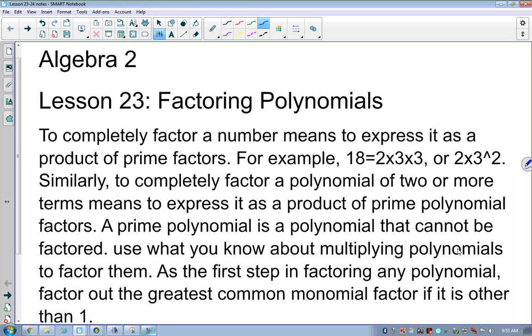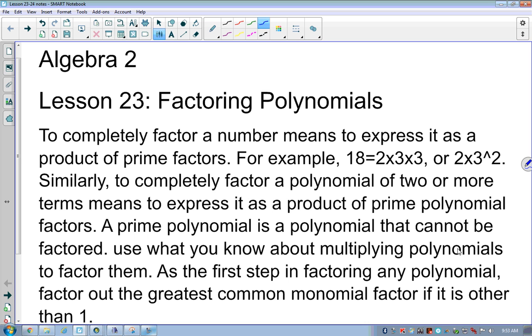Lesson 23. We're also going to be doing lesson 24 as well. But we're going to start off with factoring polynomials. It means breaking it down to its prime parts. To completely factor a number means to express it as a product of prime factors. So the very most basic things that go into it. You know, so if you were breaking down 4 into primes, you would get 2 and 2.